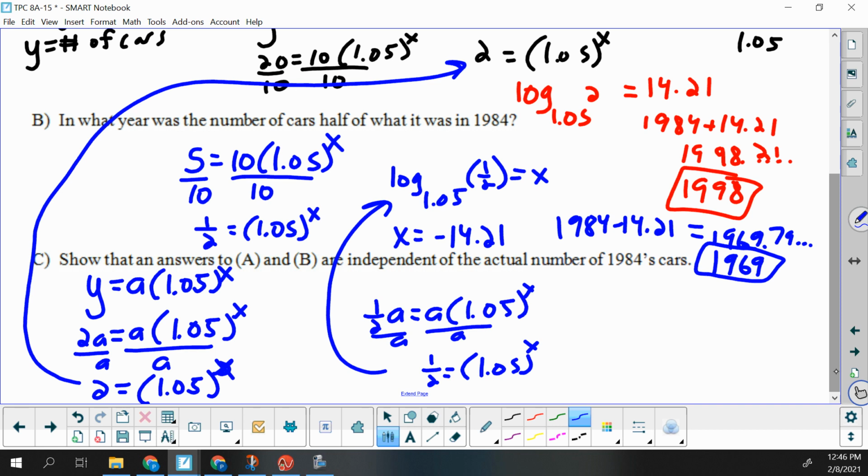So to finish off your assignment for today, take the work that you copied down in your packet for this problem, take a picture of it and upload it, and that'll get you your homework credit for today.